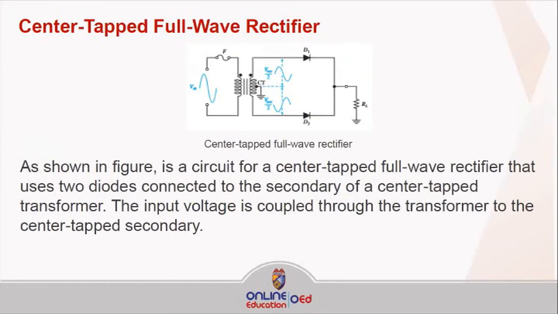Okay, how about the center tap full wave rectifier? As you can see in this figure, we have an example of a center tap full wave rectifier. As shown in the figure, it is a circuit for a center tap full wave rectifier that uses two diodes connected to the secondary of a center tap transformer. Okay, meron tayong sa center tap full wave rectifier, meron tayong two diodes. Ito, isa, diode 1, diode 2 that are connected to the secondary center tap transformer.